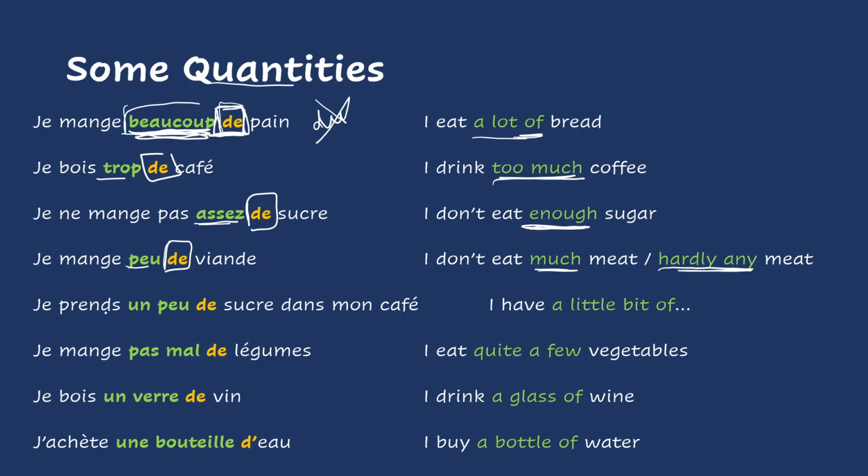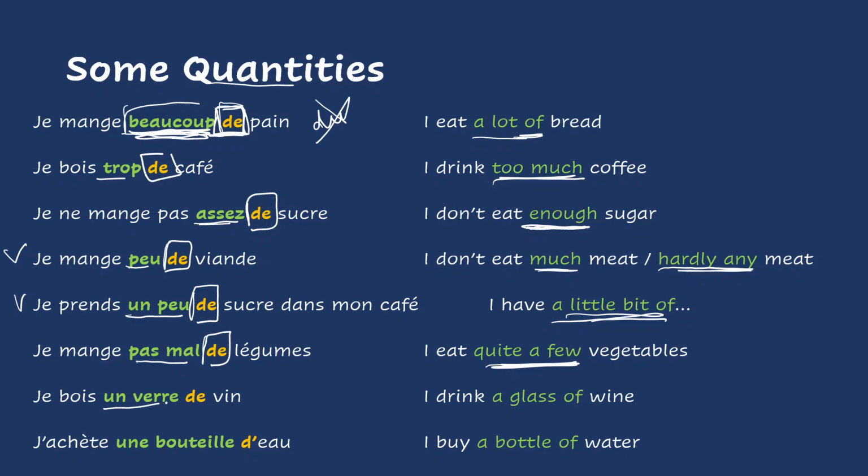Je prends un peu de sucre dans mon café. I have a little bit of sugar in my coffee. So here you see it's different. Different sentence. Je mange peu de viande. I don't eat much meat. But here je prends un peu de sucre. I have a little bit of sugar in my coffee. Je mange pas mal de légumes. I eat quite a few vegetables.